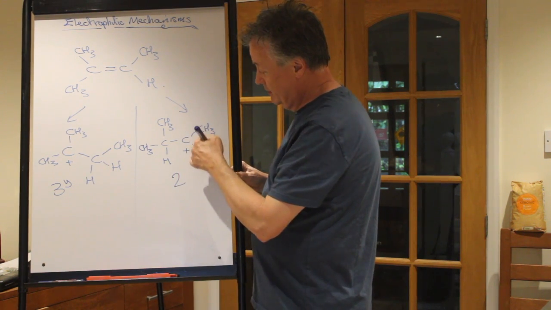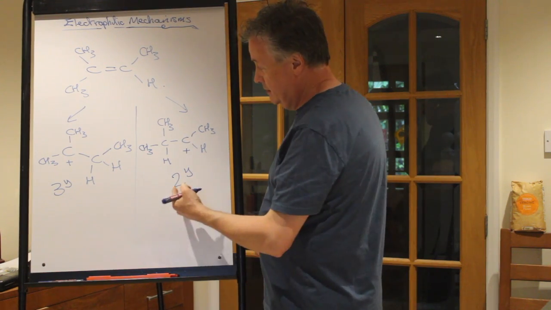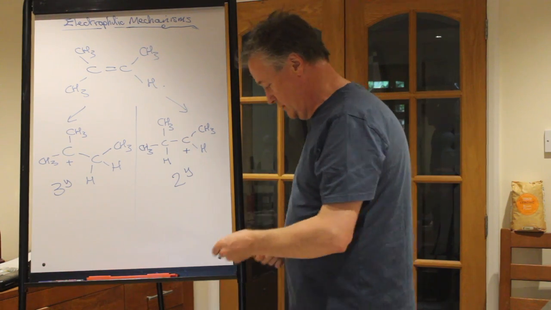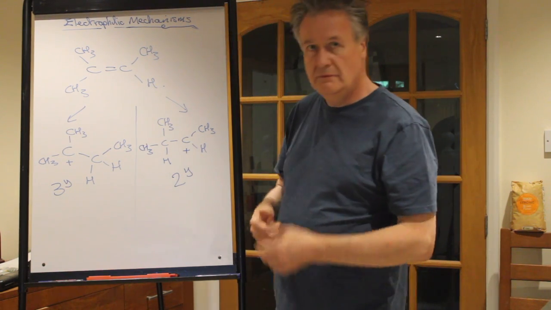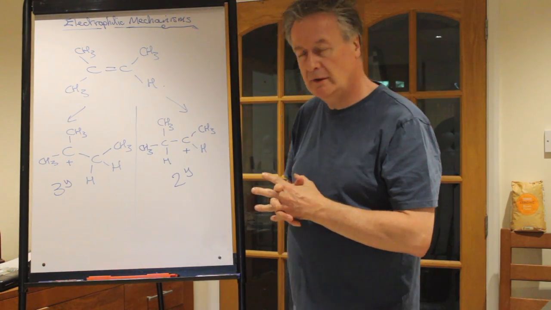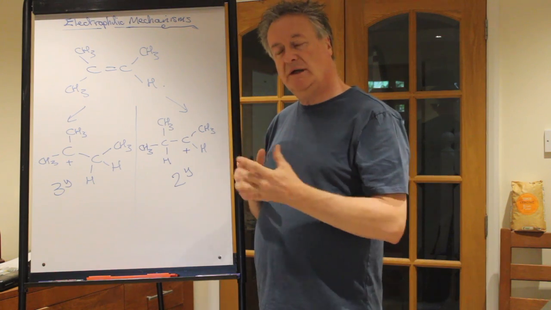Here, carbon, hydrogen, carbon, secondary. That'll be the minor product, but like I said, the percentages will be a bit more similar than they would be when there was a primary involved in the decision. So that's a quick go through.